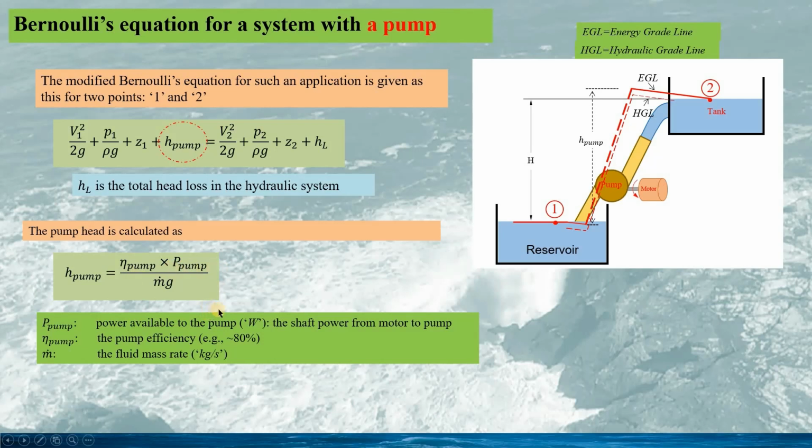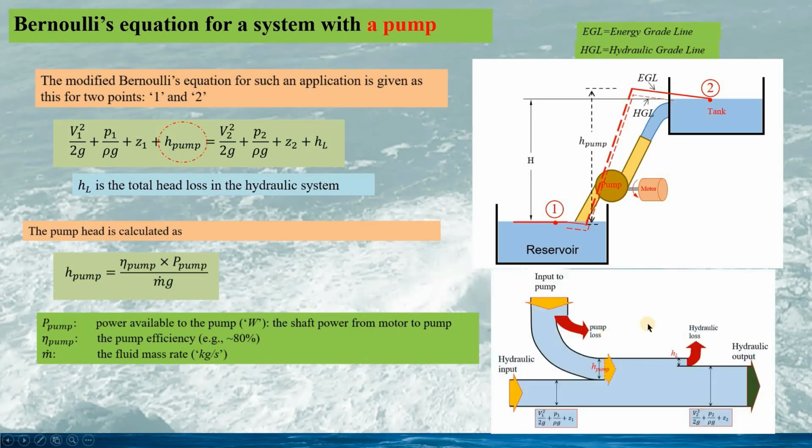Here, P pump is the power available to the pump, such as the shaft power from the motor to the pump. Eta pump is the pump efficiency. For instance, the pump efficiency can be as high as 80%. And m dot is the mass flow rate with the unit of kg per second.